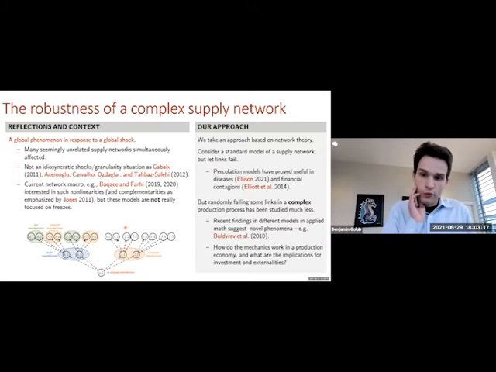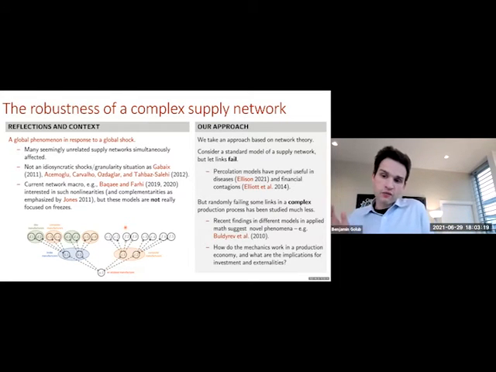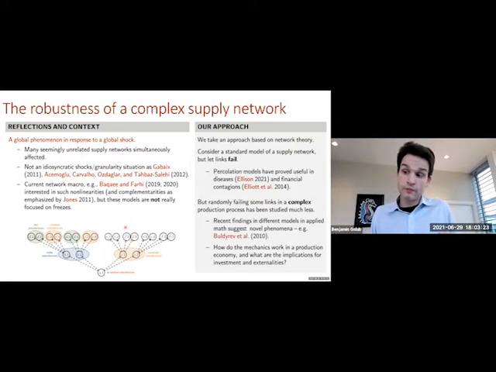So we just want to do the simplest percolation exercise in a complex production economy and understand the implications for endogenous investment, and then think about the externalities and inefficiencies. So that's where we're going. Starting on the next slide, I'll tell you the math. This is a great time for questions, complaints.